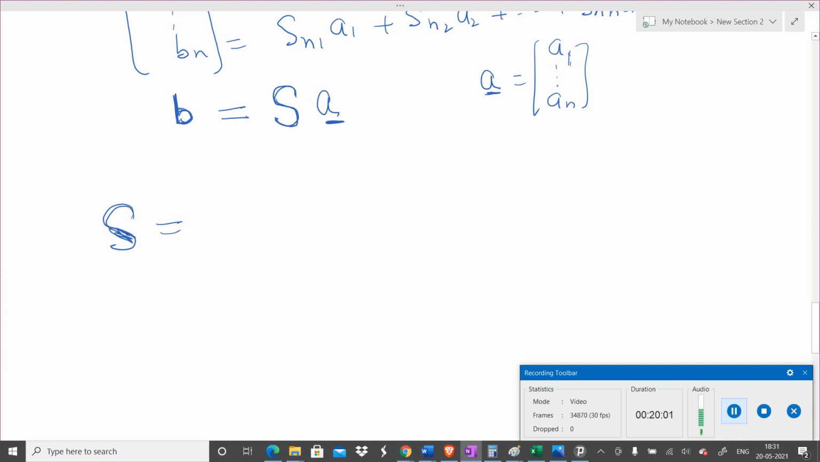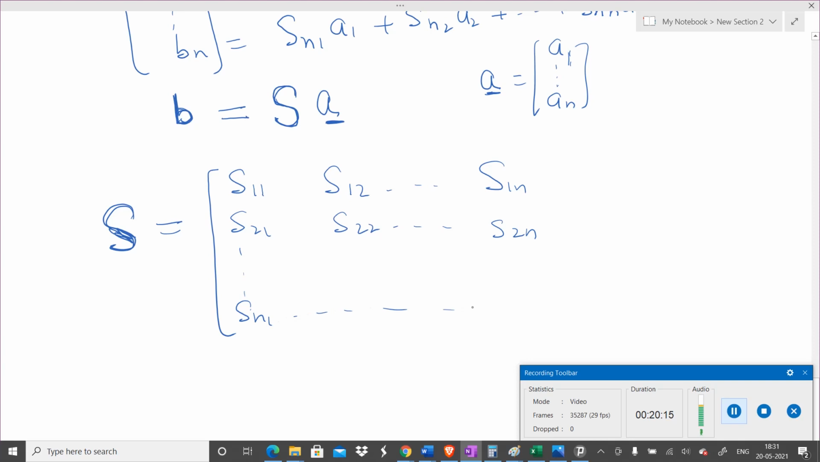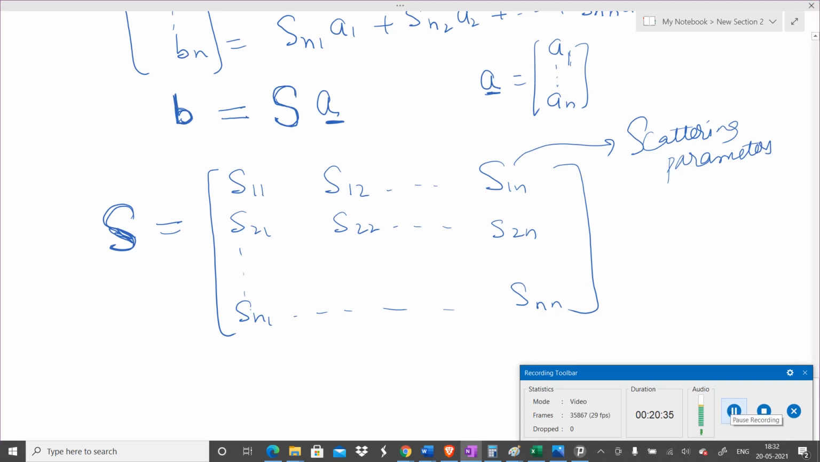This is actually bold, I cannot write it in the book. You can see S11, S12, S1n, S21, S22, S2n, up to Snn. These are called scattering parameters, or scattering coefficients.